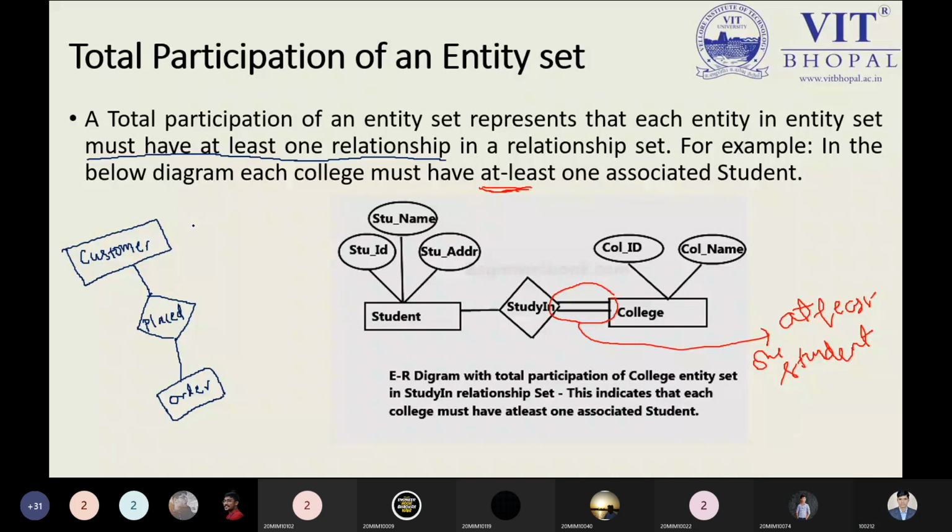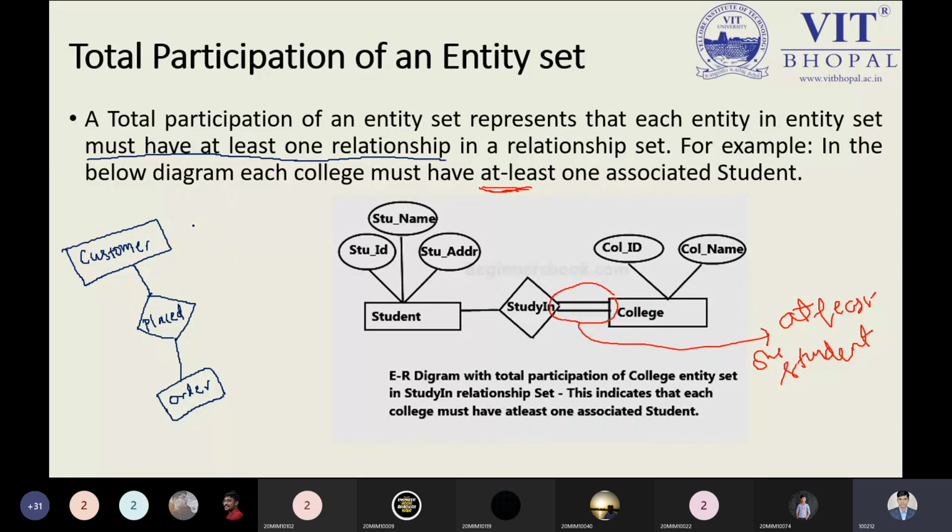That was my point. In a university, after opening the university, if we don't have any students, what is the sense of the relationship between student and university? Because no student belongs to such a university. So at least we should have one student. I'm not talking about 10,000 students or 1 lakh students. I'm talking about a simple point. Total participation is saying that in our relationship, at least one piece of information will be there.